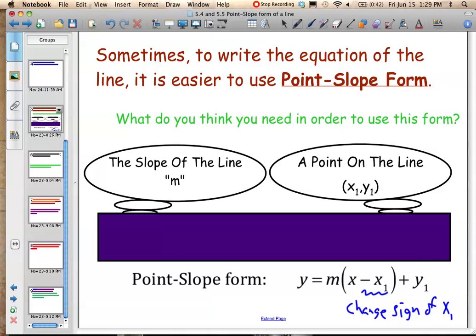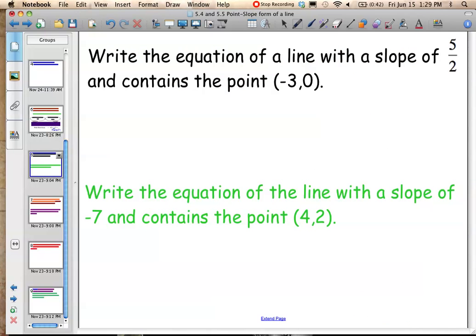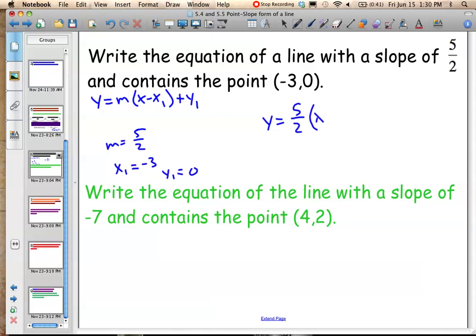Well, let's see if we can use this form. So I know the form, if I could just copy that over again, y = m(x - x1) + y1. Watch how this works. Write the equation of a line with a slope of 5/2. So my m value is 5/2. What's the x value of my point? -3. What's the y value of the point? 0. Plug them in. And again, we're going to change that sign on the x value, right?